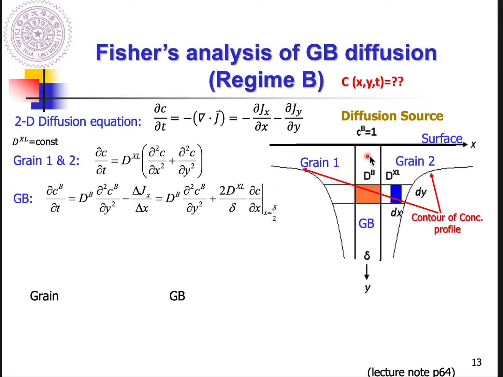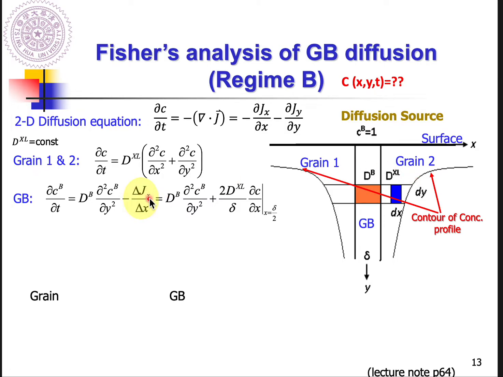But don't forget the diffusing atoms will either jump into grain 1 or jump into grain 2, right? They do not just go straight along the grain boundary. The diffusing atoms can jump to the left-hand side or right-hand side of the grain boundary. So you need to subtract the flux concentration gradient. And this one is like the flux I just mentioned. The atoms have a chance to jump into the grains, including grain 1 or grain 2.